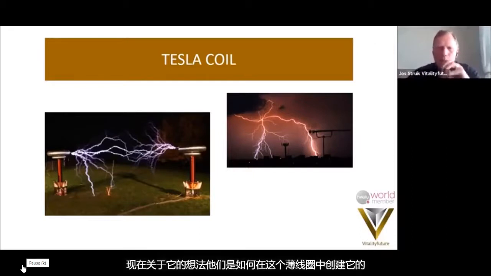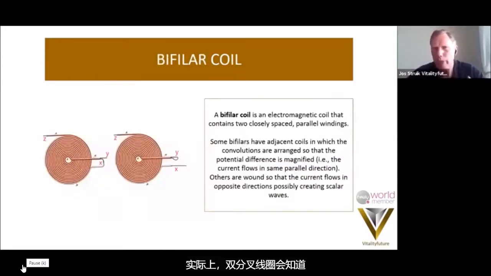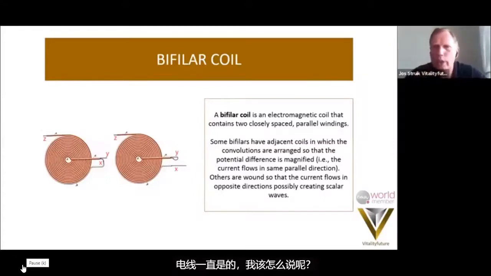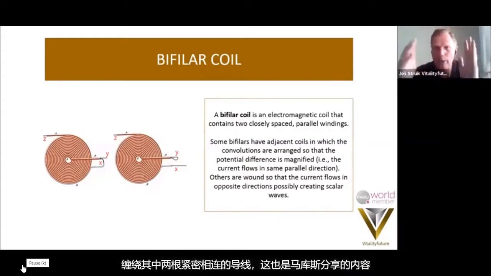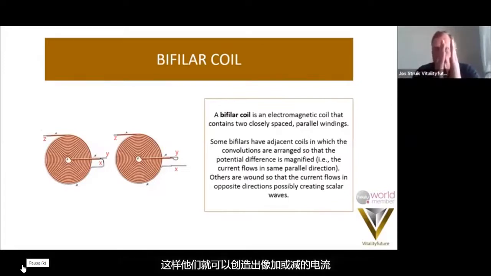Now, how did they create that in this thin coil? Well, the bipolar coil is all about this electromagnetic wire that they made a circle out of, and it's very closely spaced. So you have two of those coils, two of those wires closely connected. That's also what Marcus shared with us this week. There are two of those coils closely together, and they have different polarities, and they create that current.